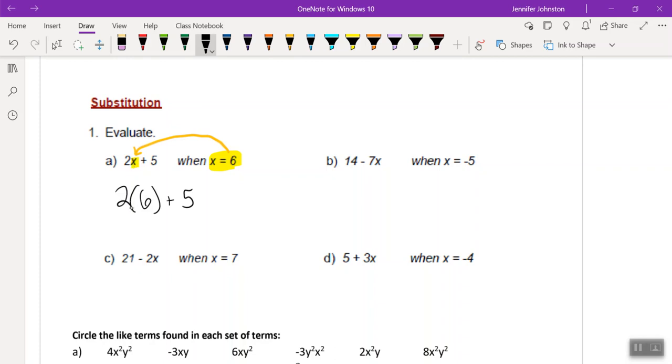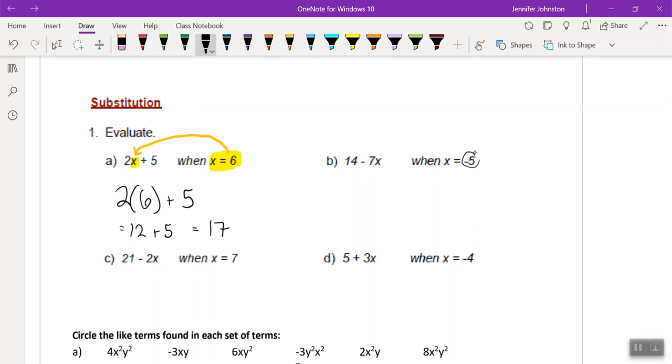Right, we take 6, input it where the x goes. And what operation is happening right here? Do we see any pluses or minuses or division between the 2 and the 6? Nope, that means it's multiplication. So we get 12 plus 5, which we can put together to give us 17.